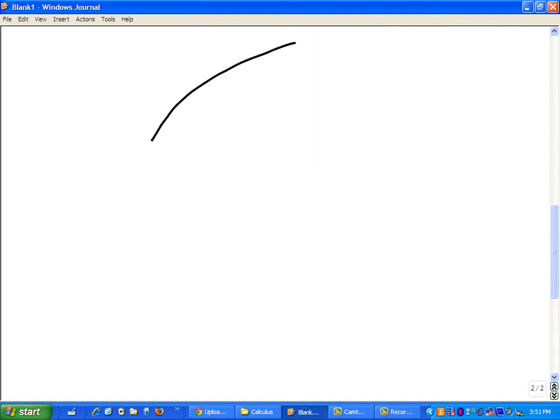I'll have my a here, but instead of choosing this point to be a plus h, I'm just going to call this x. And I want to think about x as sliding into a all by itself. All right? And it's the same picture. You've got a point up here on the graph of f. You've got a point up here on the graph of f.